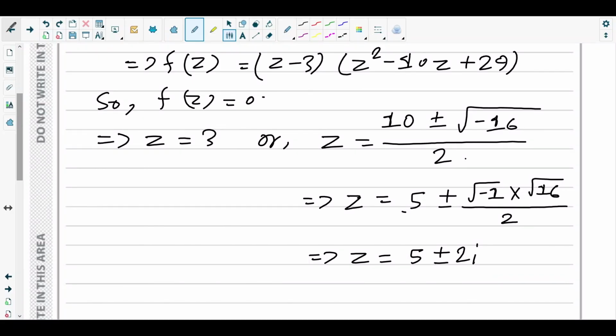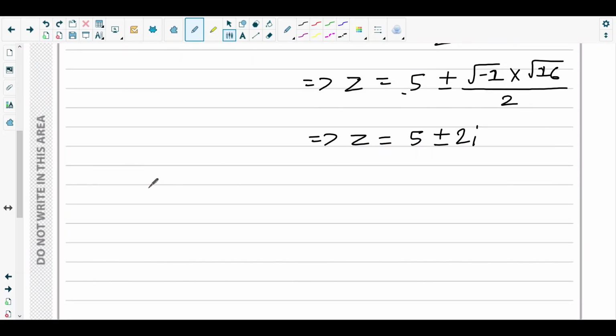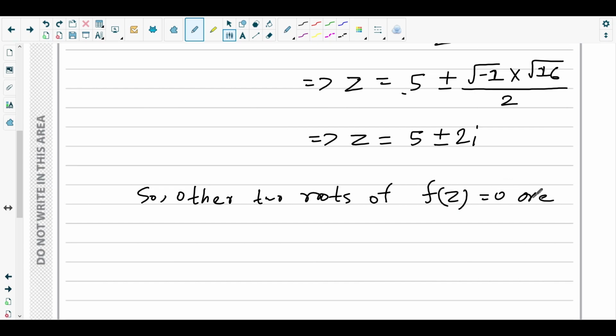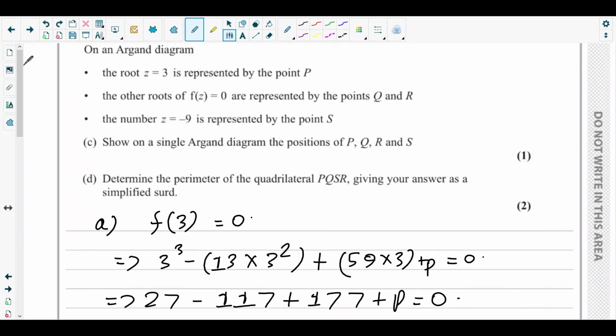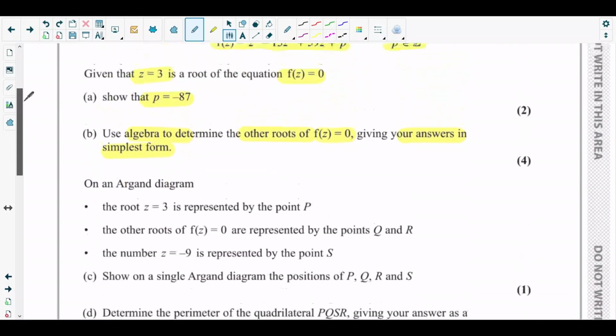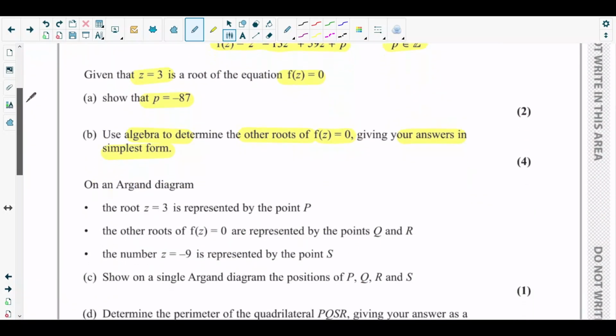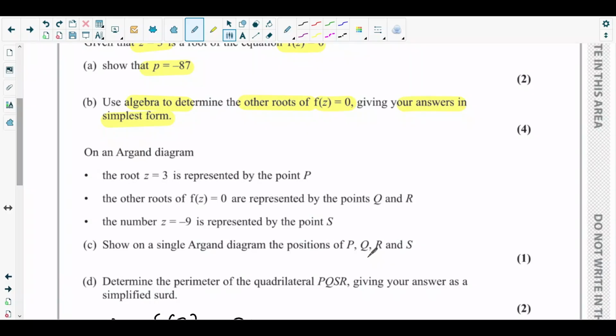So the other two roots of f(z) = 0 are z = 5 plus or minus 2i. That's it. These are complex roots, and that's what part B of question number 2 has asked to find out. Fine.